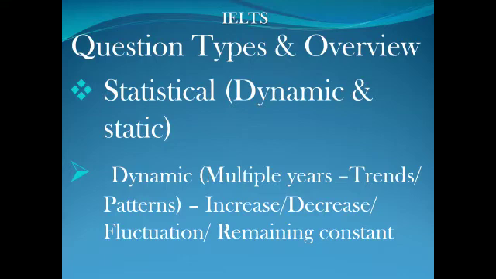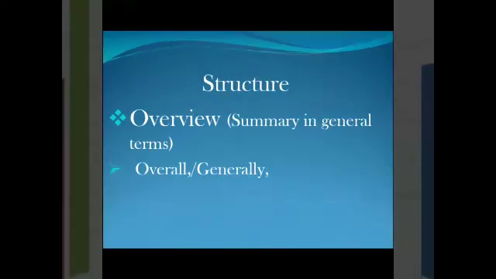We have the statistical information questions, like we know by now, dynamic and static. When you want to write the overview for dynamic statistical information questions, you focus on what's happening to the numbers within the period of time that you have. And numbers could increase, decrease, fluctuate, or remain constant. So your focus is on these four, or any of them which applies, as you give the summary of the information.